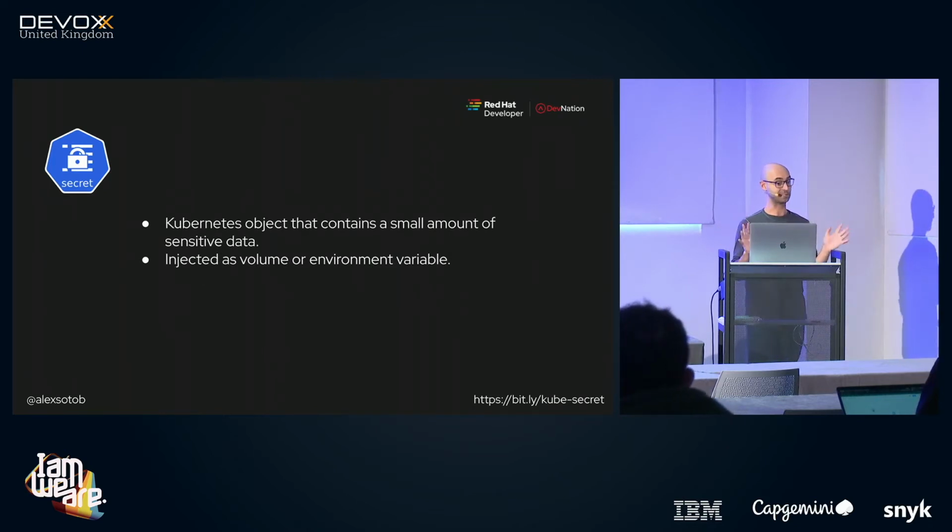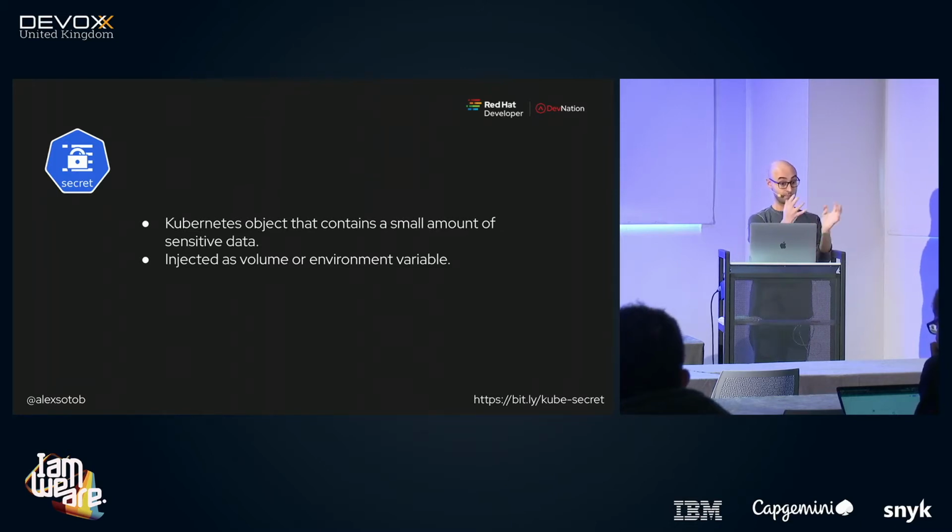So what is a Kubernetes secret? At the end, a Kubernetes secret is a Kubernetes object, like, for example, a pod, a deployment, a config map, that contains a small amount of sensitive data. And this secret can be injected as a volume or as an environment variable. So when you create a pod, you say, OK, I want to use a secret. And this secret can be put inside the pod as an environment variable. So you put a name of an environment variable, and then you put the name of the Kubernetes secret and the value is injected, or as a volume.